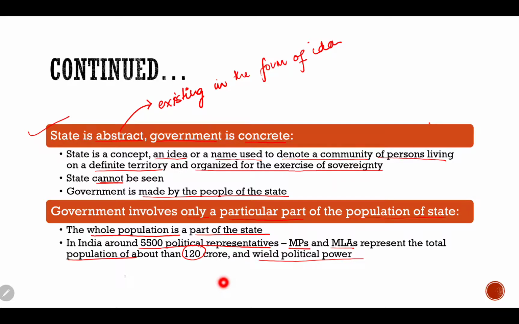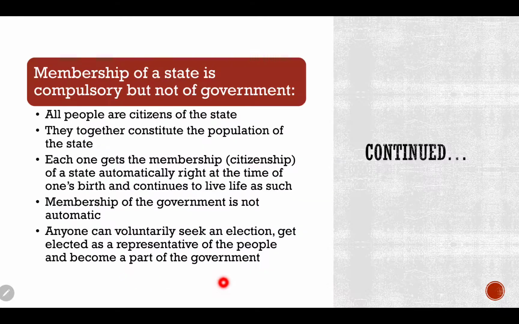So India has about 120 crore people, and we have just 5,500 political representatives who represent the country as a whole. Okay, so government involves only a particular part of the population of the state. So membership of state is compulsory but not of government.